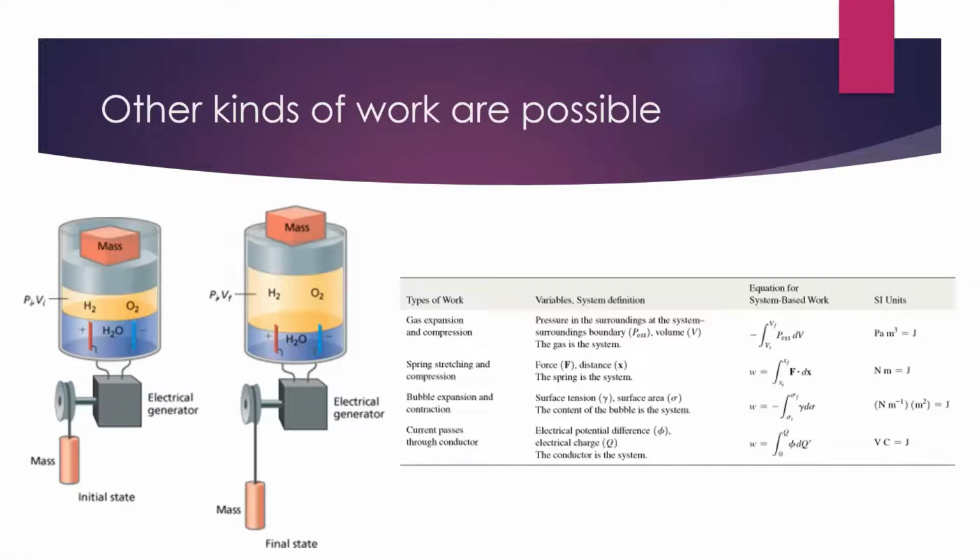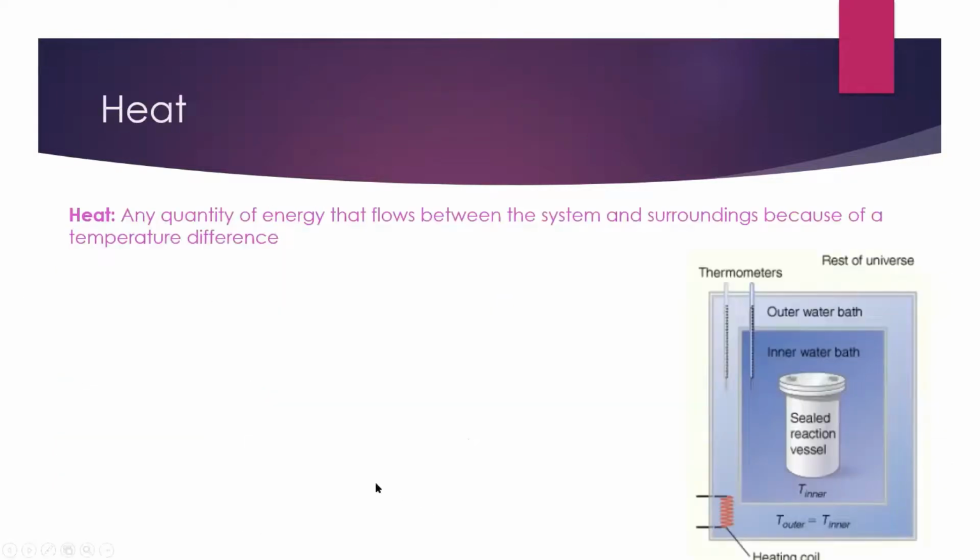The other way that the internal energy of a system can change is with heat. So heat is very similar to work. Work was any energy that came into or out of a system that could raise or lower a mass. Heat is any energy that goes into or out of a system that causes a change in temperature. In this picture, we see an example of a calorimeter. We'll go through the calorimeters in much more excruciating detail in about a week and a half.